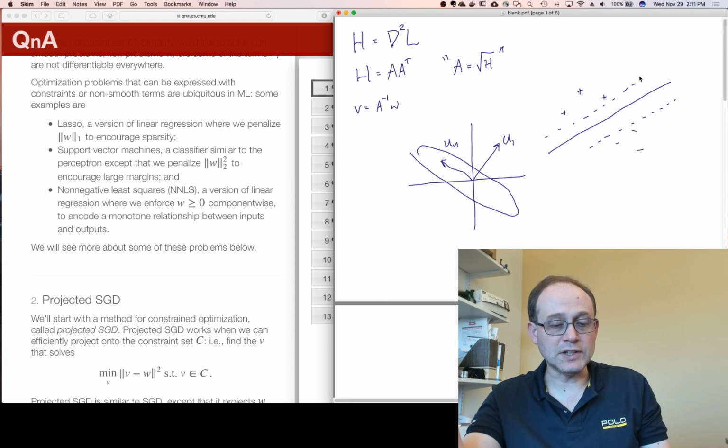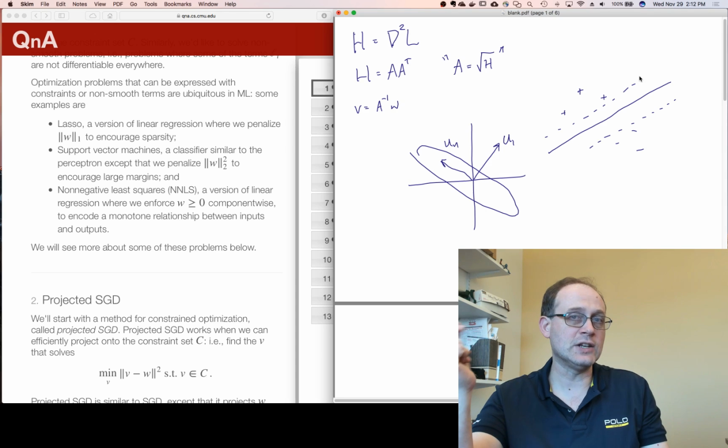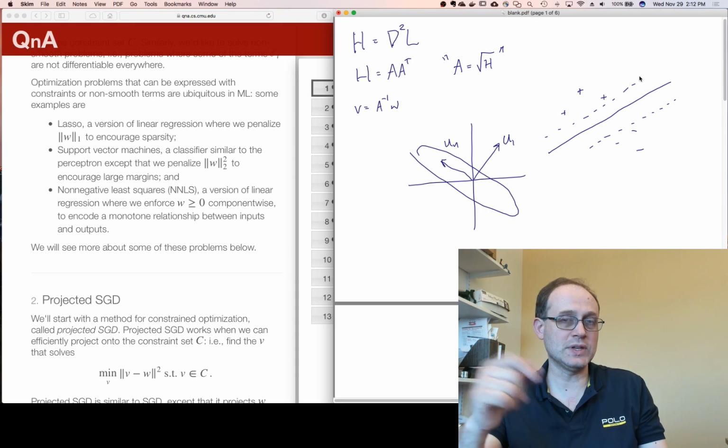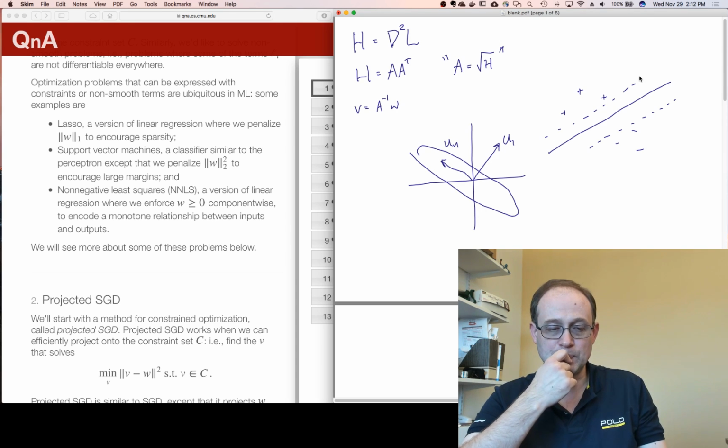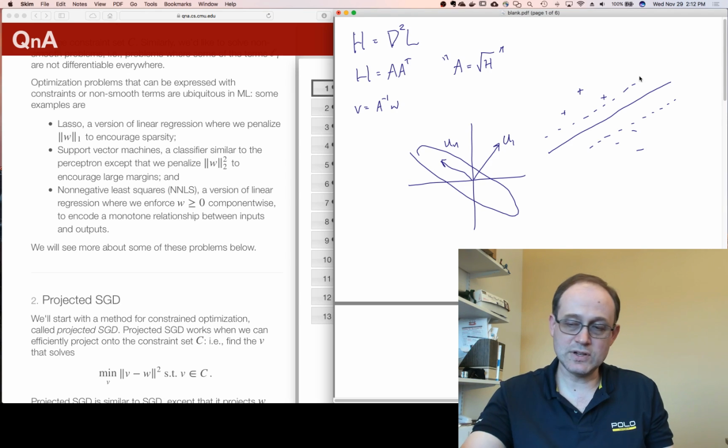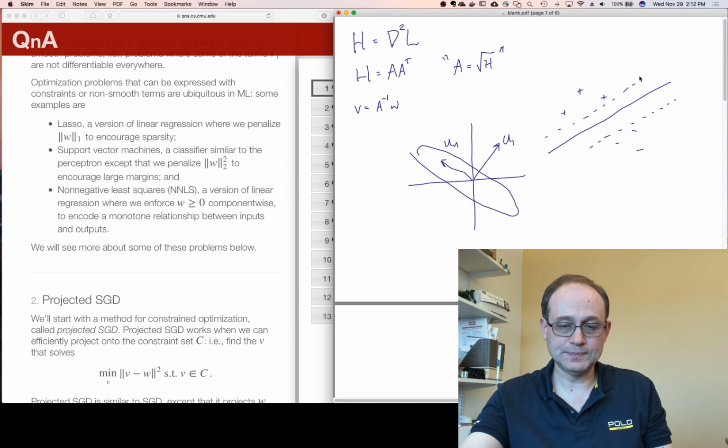And then non-negative least squares is another good example. This is linear regression, except that you constrain some of the coefficients to be non-negative, which means that you have a monotone increasing relationship between some of the inputs and your output. All right, so that's just some examples.